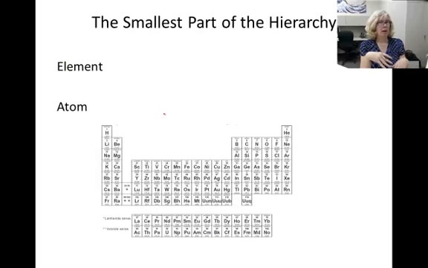So we're going to start at the bottom of the hierarchy, and that's with atoms. I'm going to have you stop your video and look up the definitions of the words element and atom in the glossary of the back of your book. Go ahead and do that now.